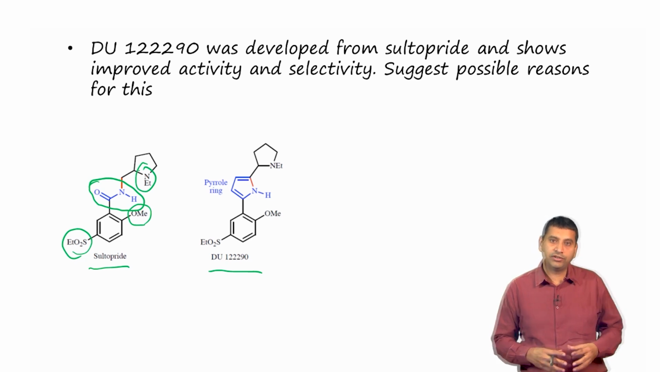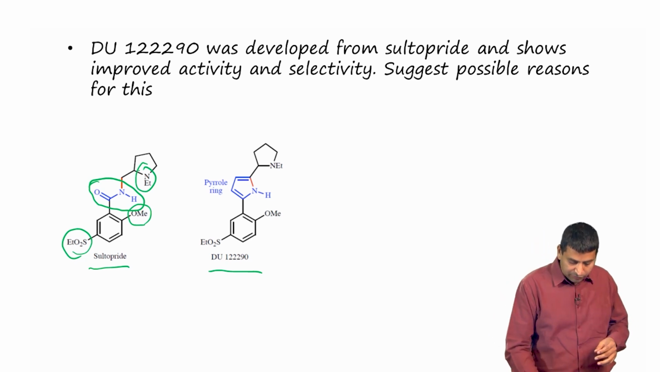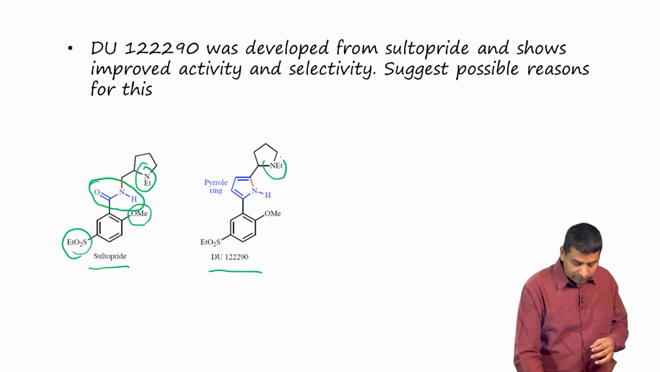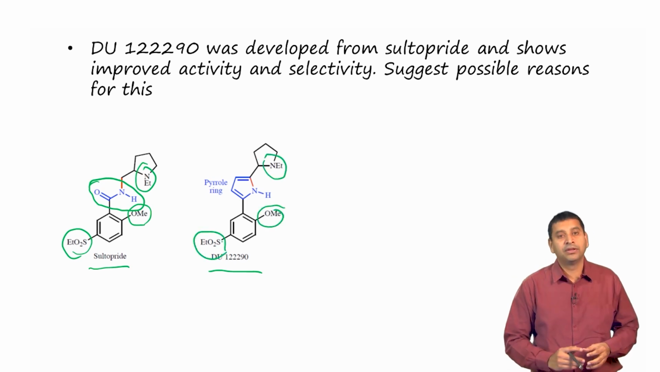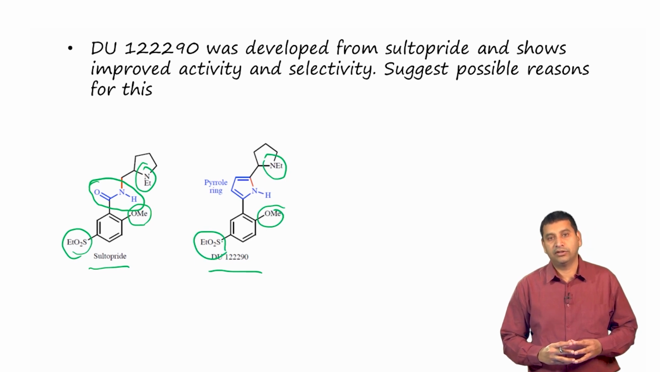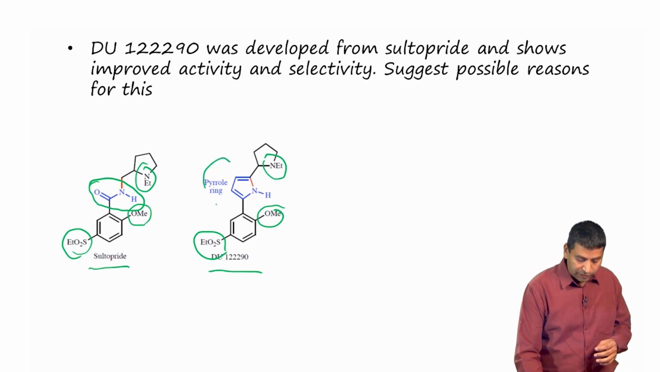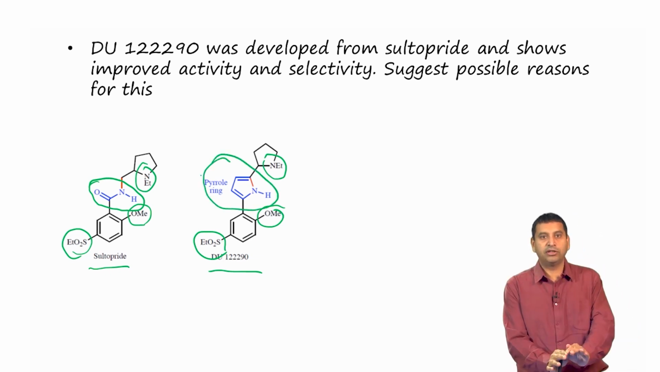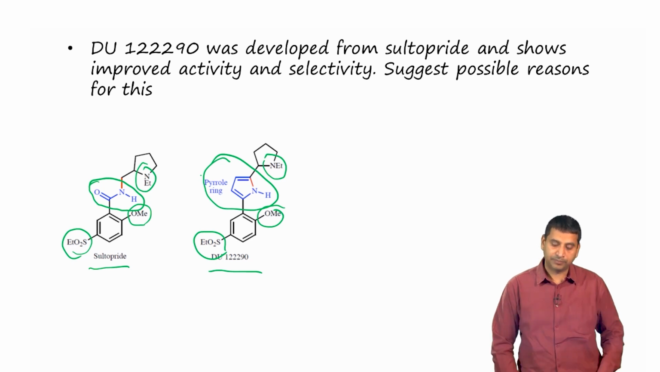Now if you look at this DU12290, which is an analog, you see that a number of these functional groups are actually retained. So N-ethyl remains as N-ethyl, OMe remains as OMe, and the sulfone remains as sulfone. These functional groups are retained, whereas a new pyrrole ring has now been introduced. So once we look at the structure of the molecule, we can delineate these differences right away.